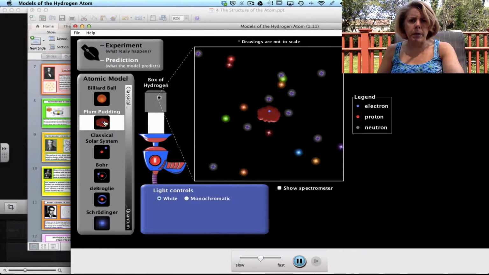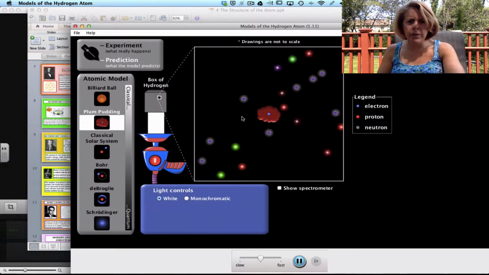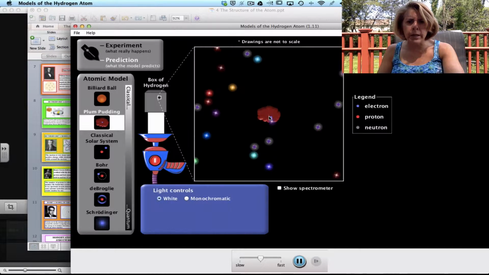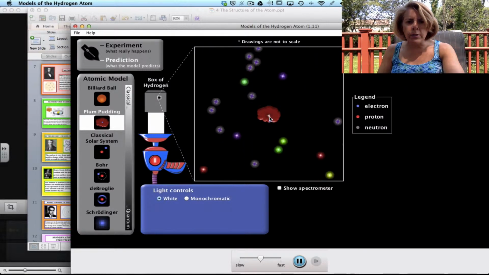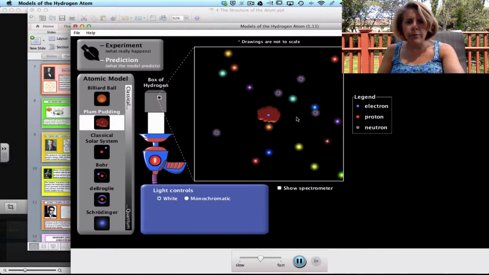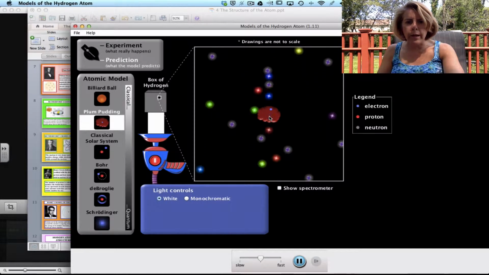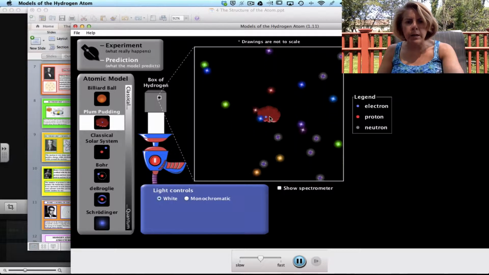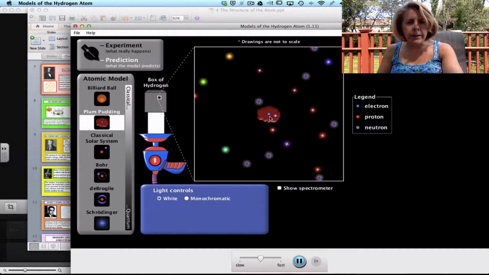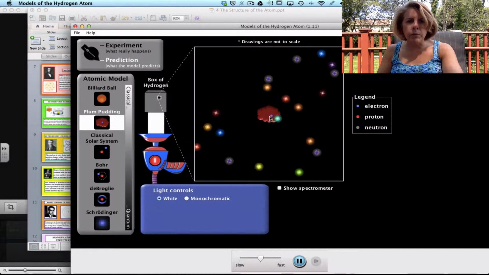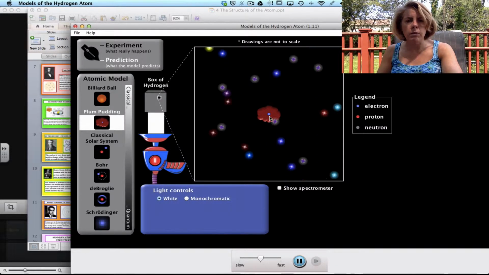Now here's the plum pudding model. So notice what happens to the electron when light hits it, and you might notice some things shooting off after it bounces or collides with the light. Okay, it's an interesting model, but it's not very useful for what we actually see in the real world.